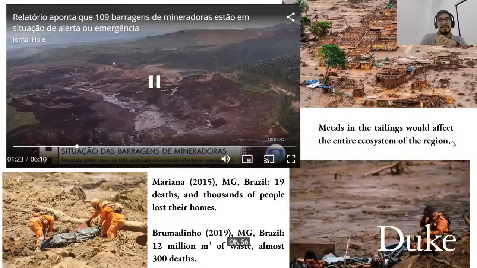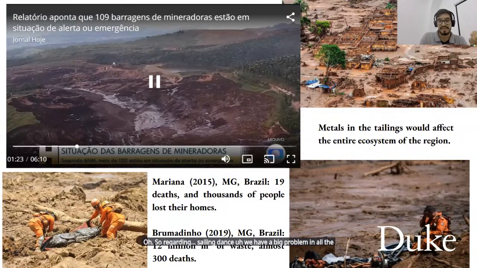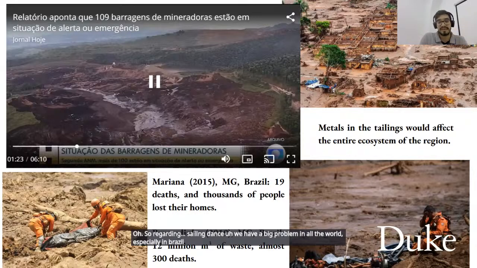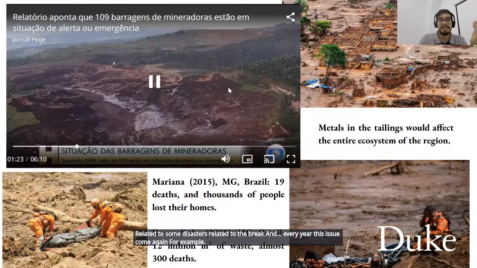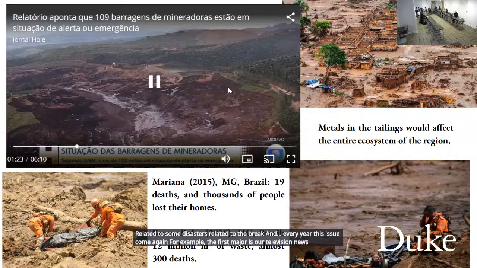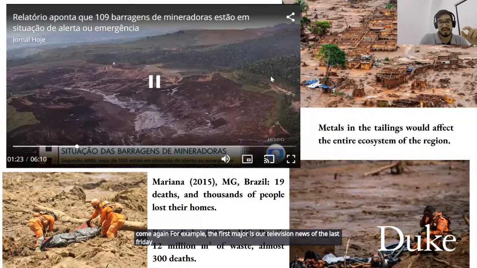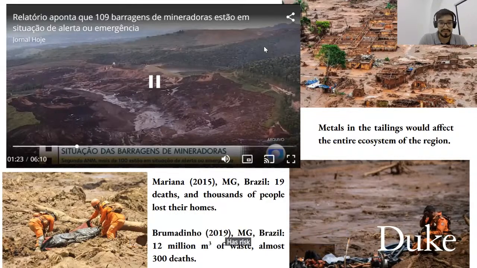So regarding tailing dams, we have a big problem in all the world, especially in Brazil, related to dam break, and thousands of lives were lost related to some disasters related to dam break. And every year, this issue comes again. For example, the first image is a television news of last Friday talking about this topic. And here they said more than 100 tailing dams in Brazil have risk to break anytime.